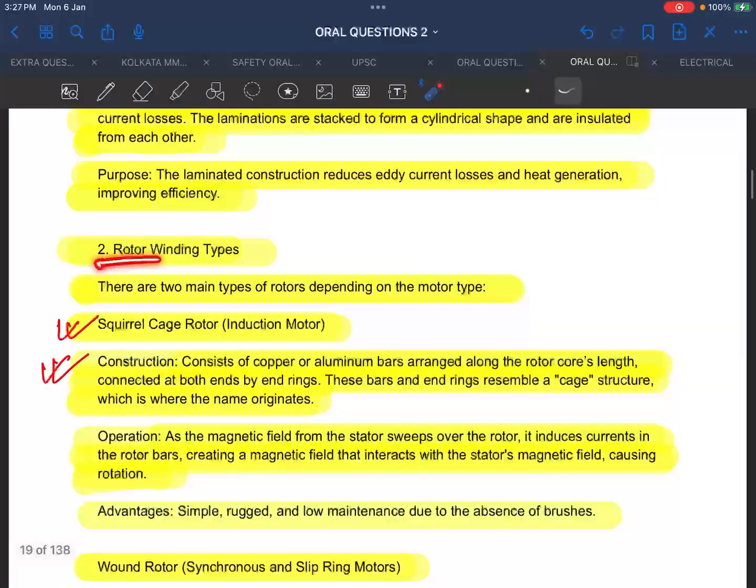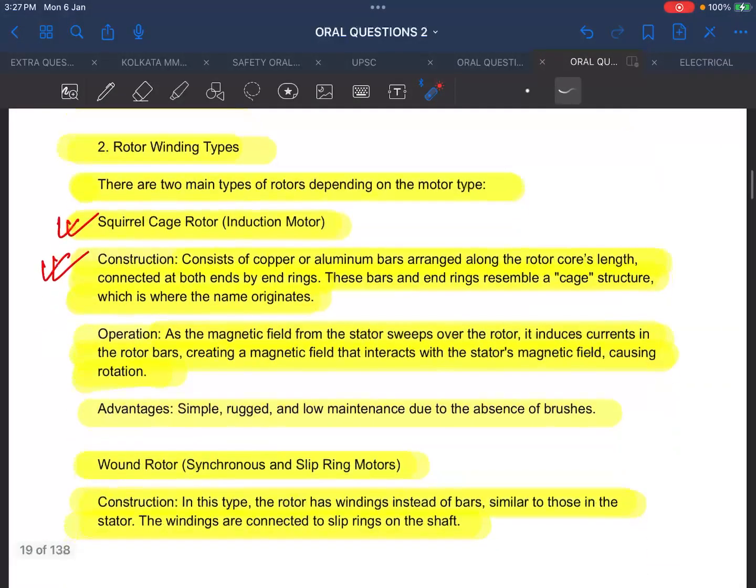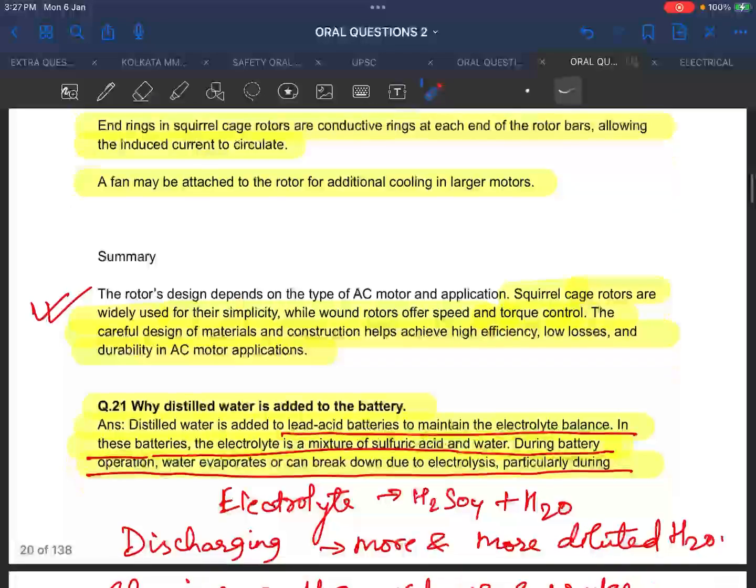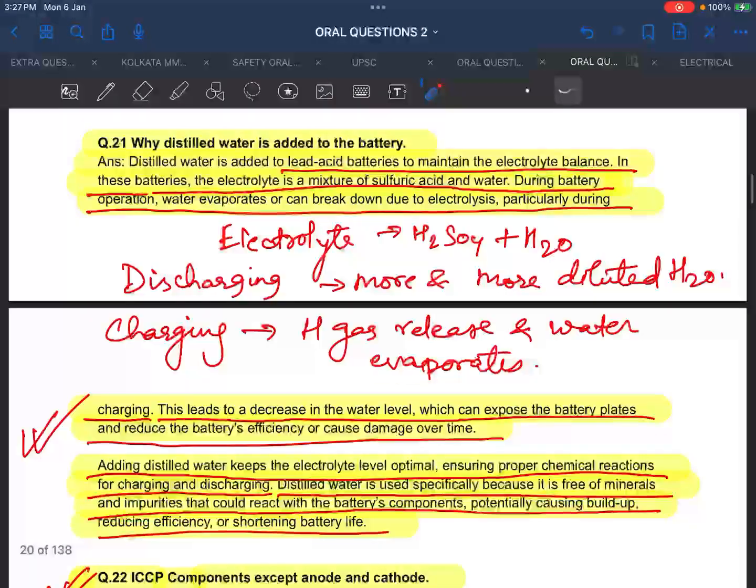Okay, so rotor winding types, there are various winding types: squirrel cage rotor, basically induction motor, wound type motor, slip ring motor. There are also various types of induction motor: double cage rotor, wound type slip ring induction motor, squirrel cage rotor. I will explain everything one by one. Here no question is there, so I will just move to the next question.